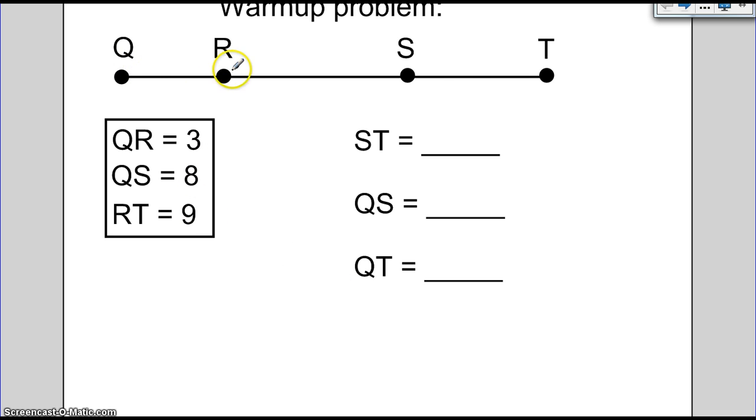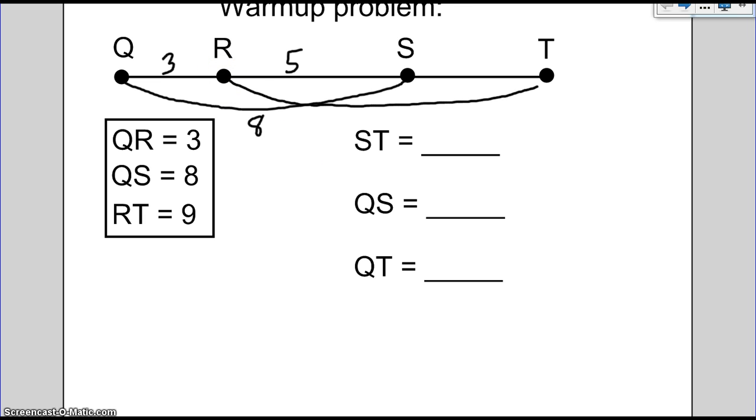If I know from Q to R is 3, I'm going to write that in. If I know from Q to S is 8, then I know that R to S must be 8 minus 3 is 5. Then I know from R to T is 9. Then I take 9 minus 5, and this gives me 4.